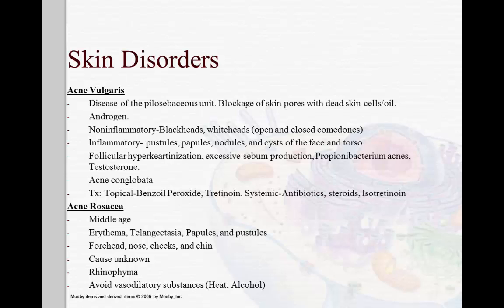Signs and symptoms, basically patients have skin lesions and scarring. That can be a source of significant emotional stress because patients continue to pick at them. Comedones appear as whiteheads or blackheads. Patients could have papules or pustules and even nodules and cysts. So there is follicular hyperkeratinization, Propionibacterium acnes, and also excess of testosterone.